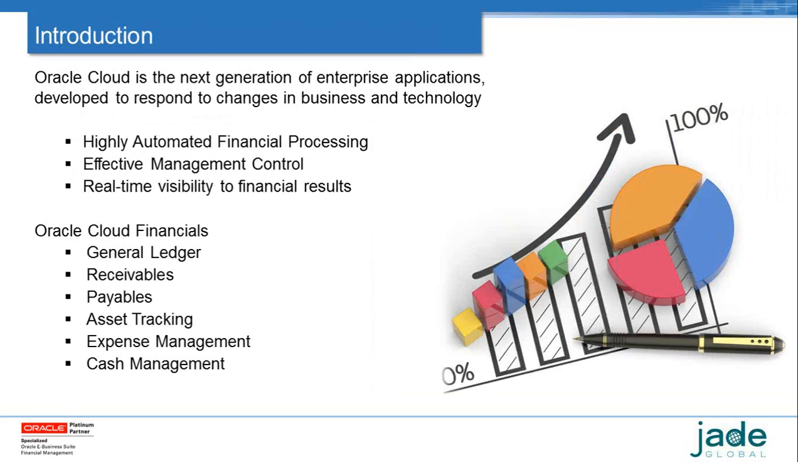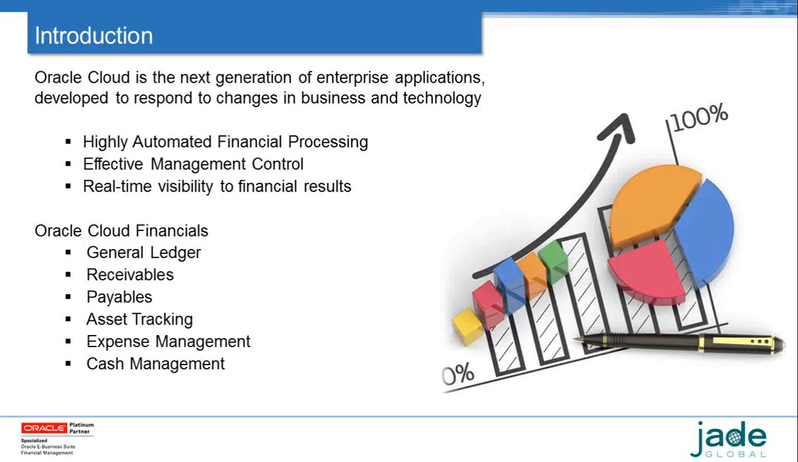Oracle Fusion Financials is a comprehensive and integrated financial management solution that provides highly automated financial processing, effective management control, and real-time visibility to financial results. It provides organizations with tools to make better decisions, meet financial compliance, and improve their bottom lines. Oracle Fusion Financials offers the core functions expected in a complete financial system. The modules included in Financials are general ledger, receivables, payables, asset tracking, expense management, and cash management.